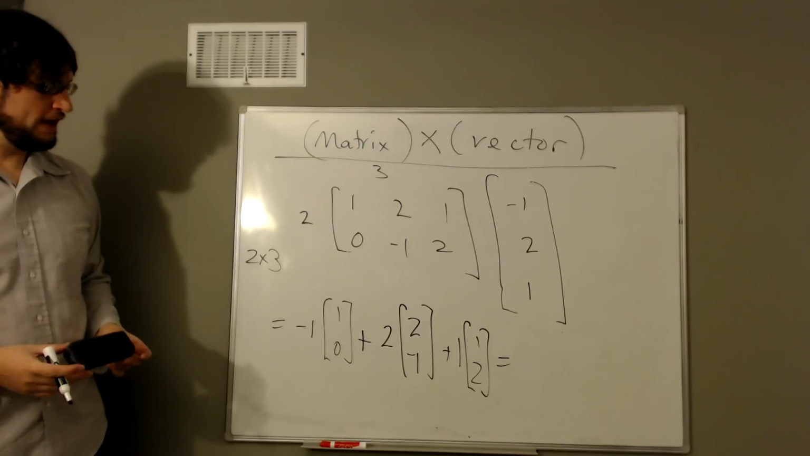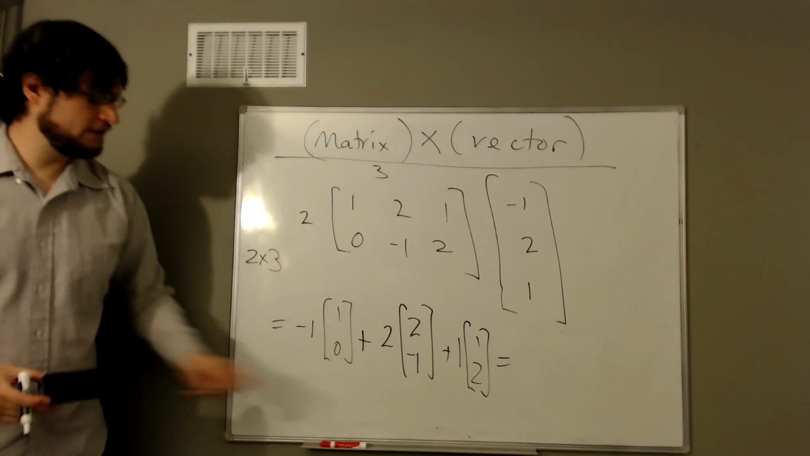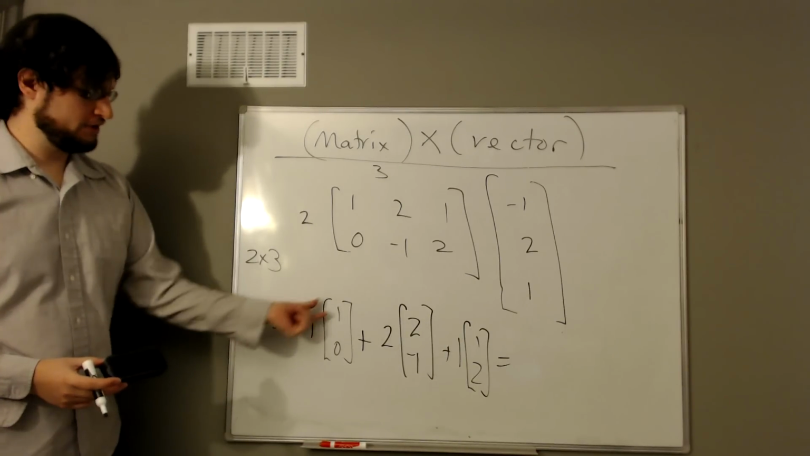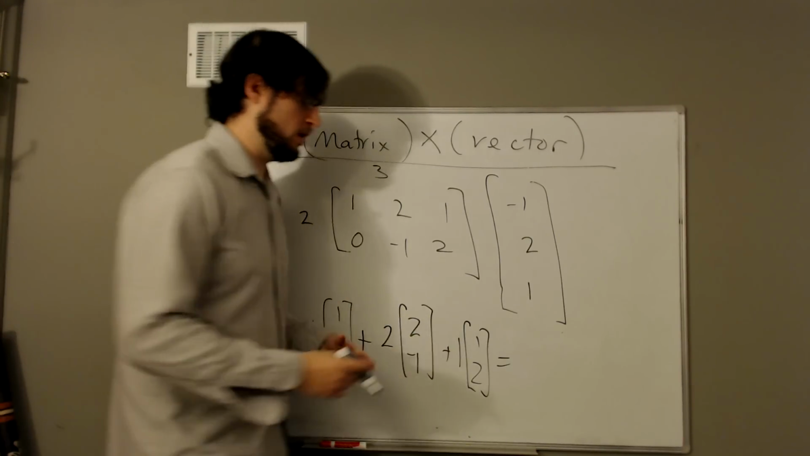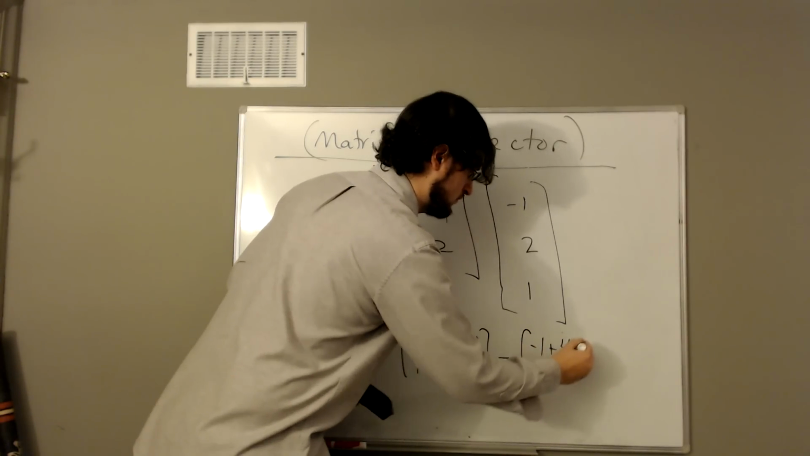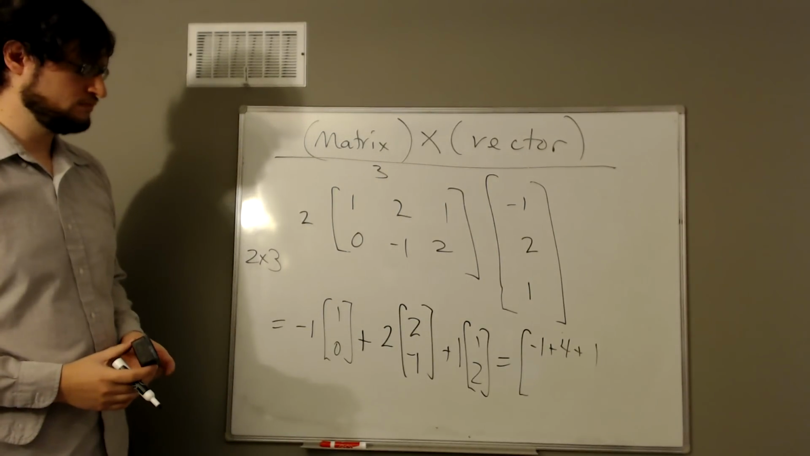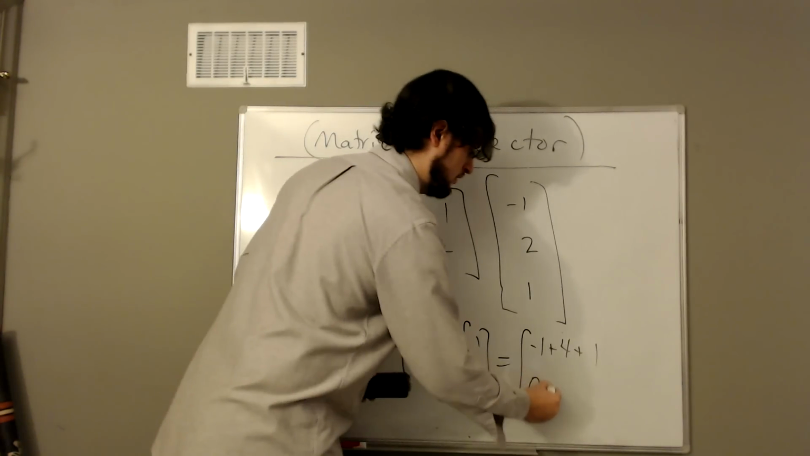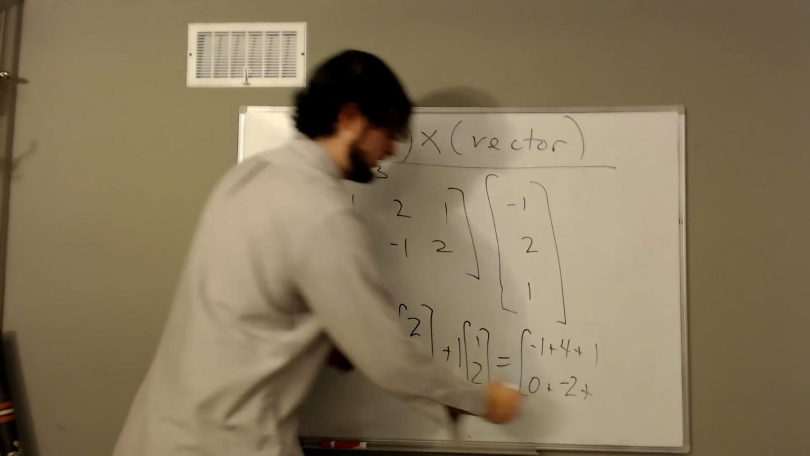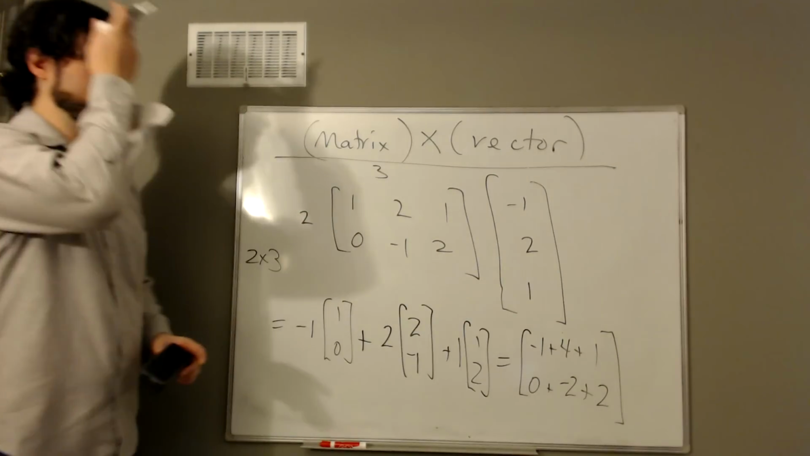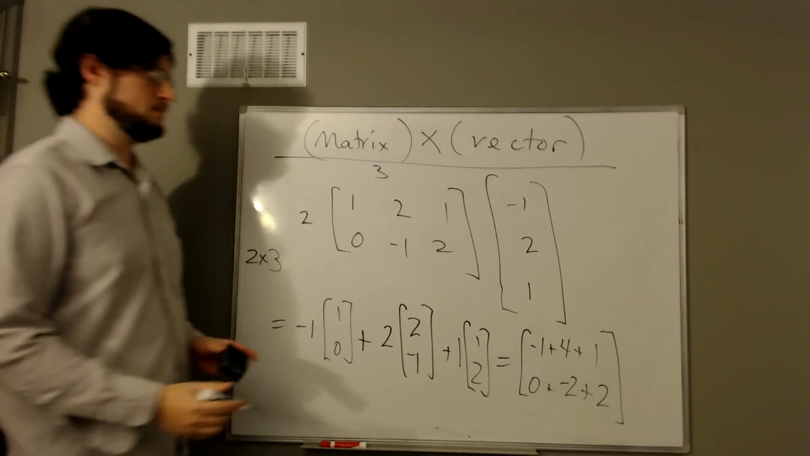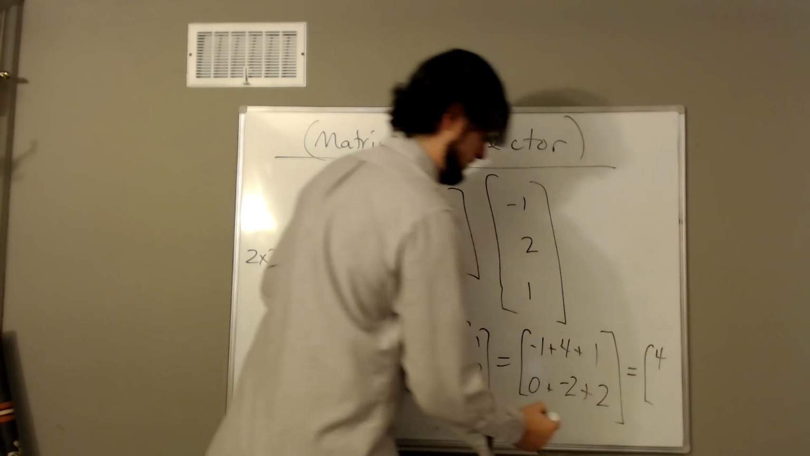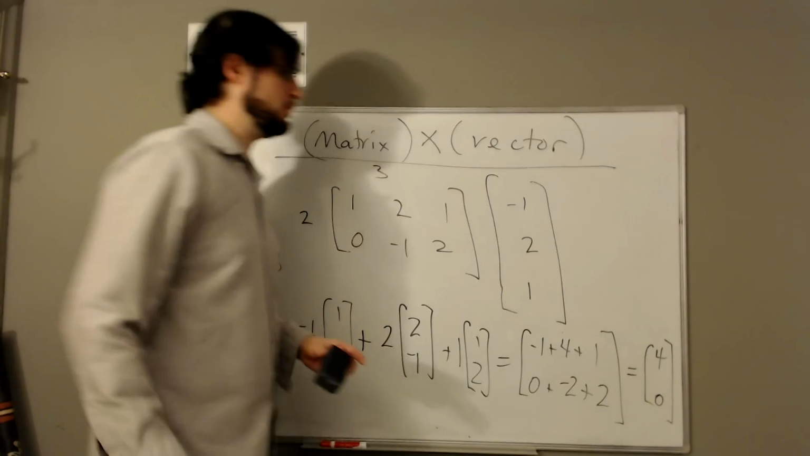And now we just see what we get. And so remember, when we scale, everything gets scaled. And when we add, we just add the way we would like to add, straight across. So this is -1 plus 4 plus 1. And this is 0 plus negative 2 plus 2. Which is 4, 0.